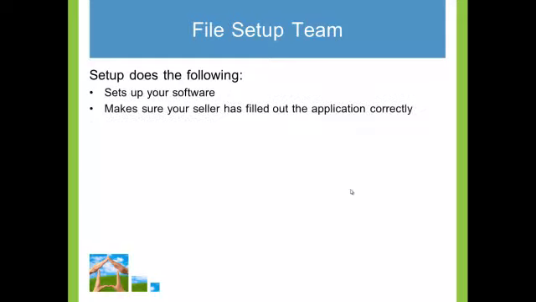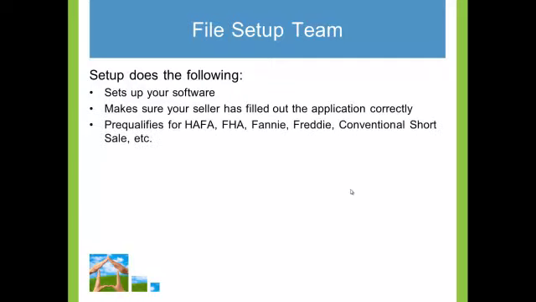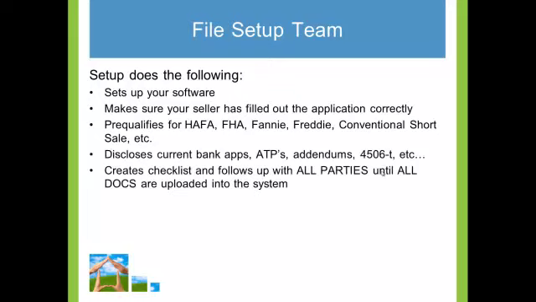They'll make sure your seller has filled out the short sale application correctly. They'll pre-qualify the seller based on that data for HAFA, if it's FHA or VA, whether they're Fannie or Freddie, if it's a conventional short sale, etc. We'll create a checklist and follow up with all parties until all docs are uploaded into the system. Setup will then quality control the file and hand off the file to our negotiation staff. Again, this will save you tens of hours. Let's take a look at exactly how this is done.